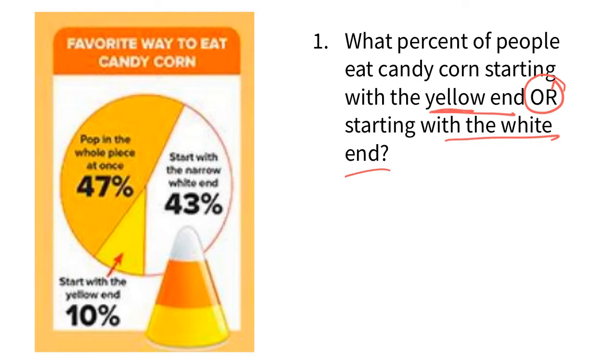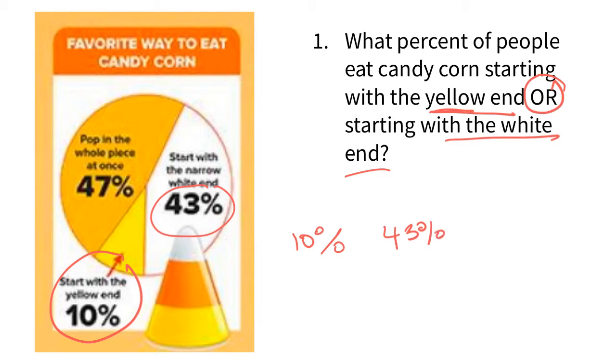That means we need to add information together. I can see that 10% of people start with the yellow end, and then I can see 43% of people start with the white end. Please know that this is not a correct answer. You cannot say 10% and 43%. That is incorrect. We need to add these together to find the total percent. So I do 10% plus 43%, and I know the total percent is 53%.